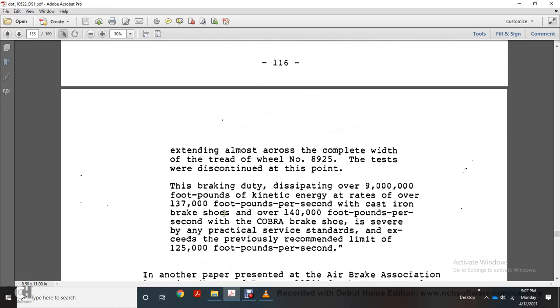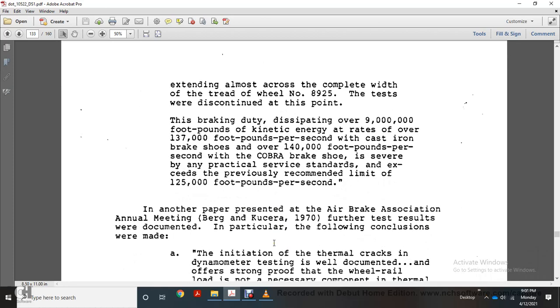The braking duty dissipated over 9 million foot-pounds of kinetic energy at rates of 137,000 foot-pounds per second with cast iron brake shoes and 140,000 foot-pounds per second with the Cobra brake shoes, and severe braking conditions exceeded the previously recommended limit of 125,000 foot-pounds per second.